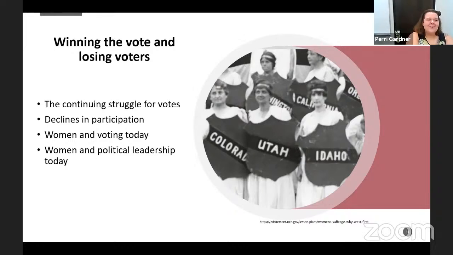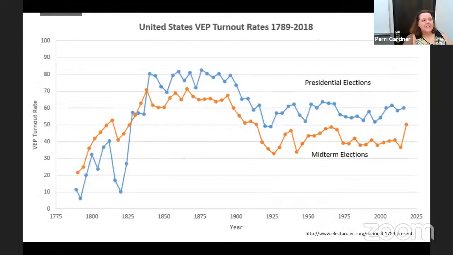But these are minor things in comparison to the long struggle we had for true legal universal suffrage as it exists today. However, even as we've increased those who are eligible to vote in this country, we've actually seen a decline, percentage-wise, in participation in voting. Here you see VEP stands for voter eligible population. You see a decline in turnout over time amongst those who are eligible to vote.